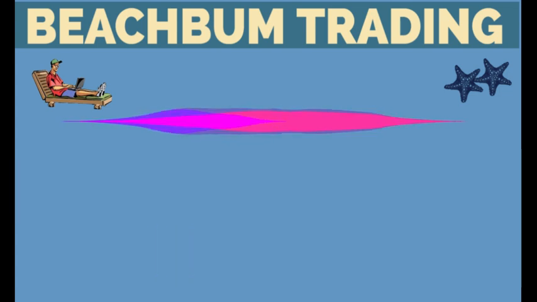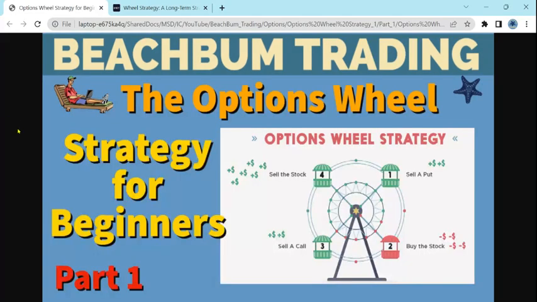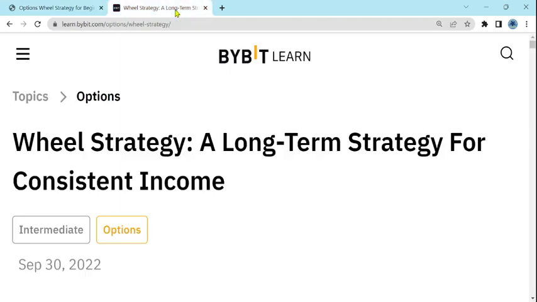So we hope that you found the information in part 1 in our series on the options wheel strategy for beginners helpful to you. Hopefully it has helped you understand what the options wheel strategy is and how it can be used with various asset classes as a potential long-term strategy for consistent income, as well as how this could be used with different trading styles to generate additional income for your trading style.